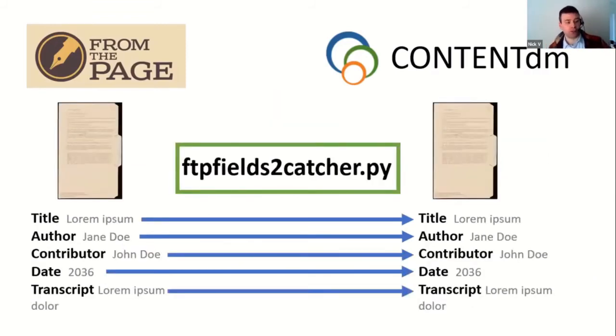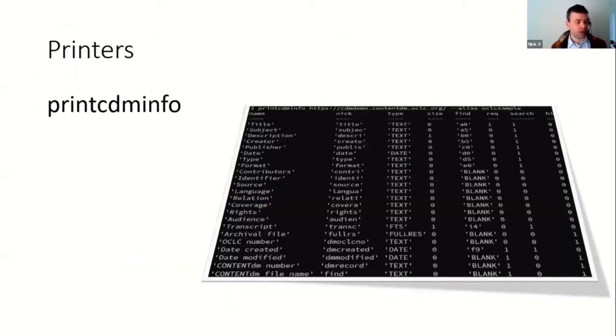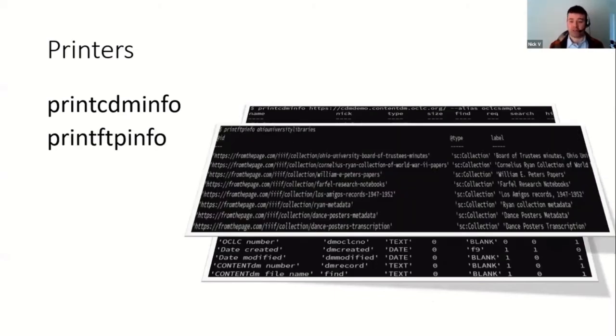To solve the field-based transcription export problem, I wrote a script called From the Page Fields to Catcher that matches field-based transcriptions back to their corresponding ContentDM fields. It takes a set of From the Page project coordinates and a CSV file of From the Page project field names mapped to ContentDM field aliases and outputs a JSON Catcher edit. Because these two scripts require From the Page project field names and ContentDM field aliases as input, I included two scripts that print the From the Page and ContentDM project and collection metadata to the terminal, print CDM info and print FTP info.